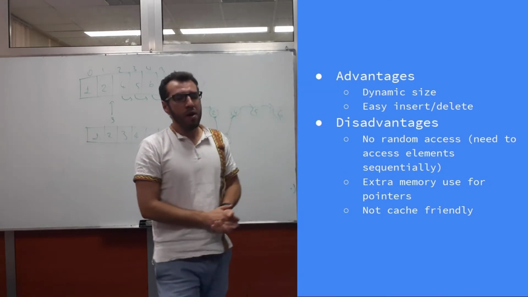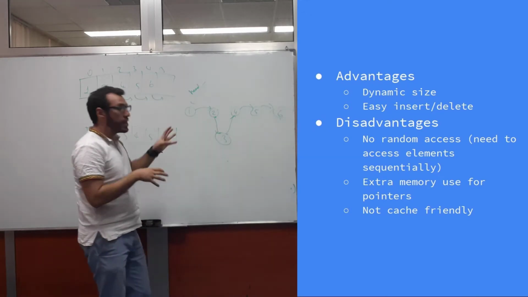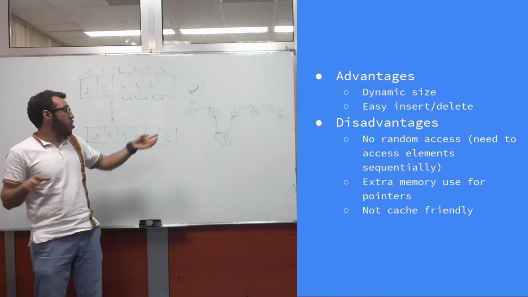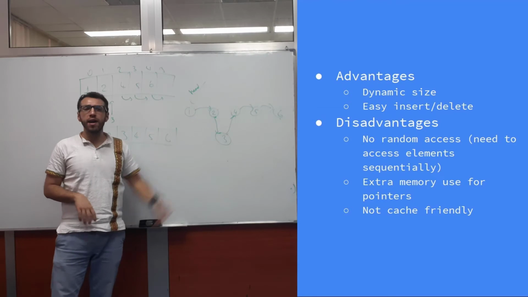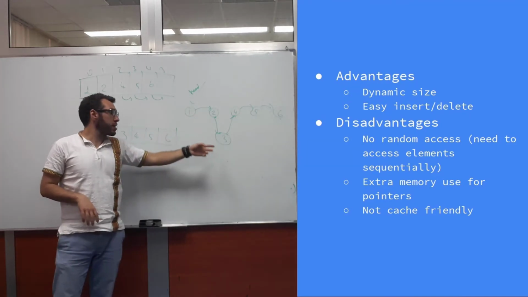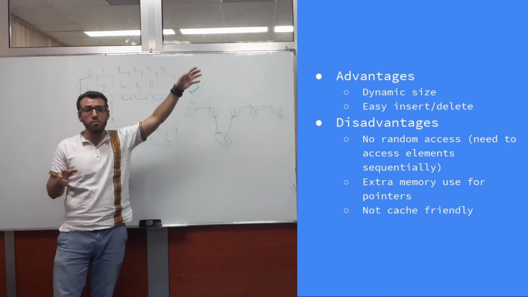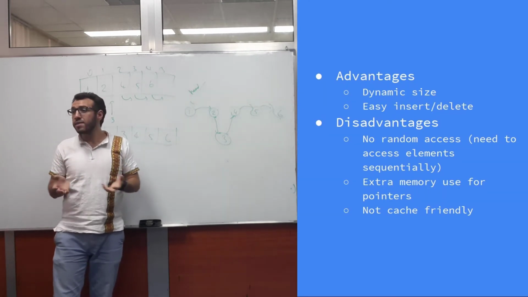And lastly, they are not cache friendly. The reason is the elements of the linked list are not kept consecutively in memory, right? So if you want to reach the second element after the first one, there is no guarantee that it's going to be in the cache. If you want to reach the third element after the second one, this can be at the completely other end of the memory. So not necessarily it's going to be in the cache. That's why it is not cache friendly.